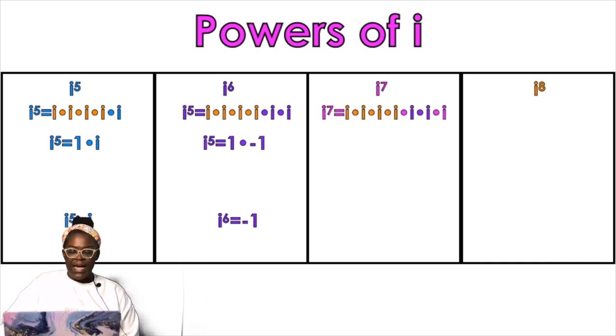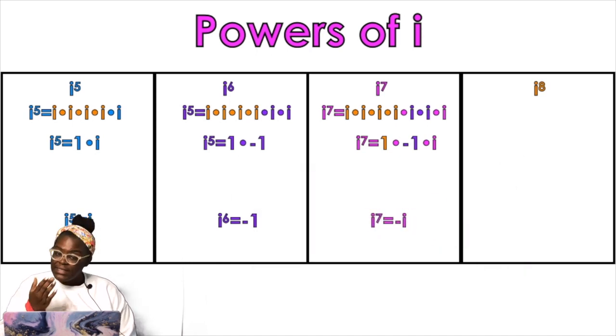So how do I get i to the 7? Well, i to the 7 means I have 4 i's. We all know that 4 i's is going to give me a 1. i times i squared is going to give me negative 1. And then I have an i left over. What's 1 times negative 1? Negative 1. Negative 1 times i is negative i.